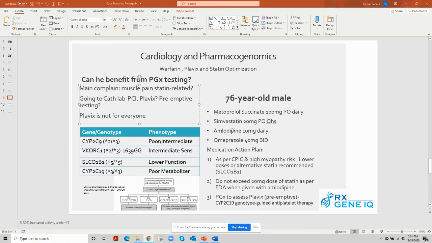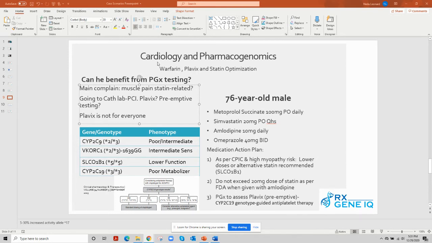As per FDA recommendation, when these two are used together, the dose should not exceed 20 milligram. Currently, the dose is at 20 milligram, but to completely mitigate this drug-drug interaction, going to pravastatin, which is a non-cytochrome P450 statin, will totally eliminate this interaction.